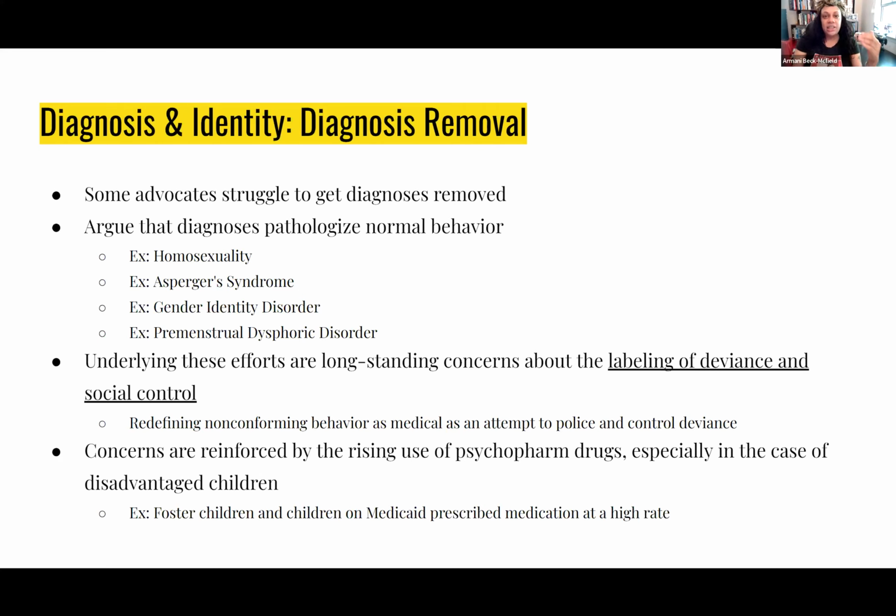And so the idea is that the only reason that they're in the DSM is to police and control deviance. Support for this idea is that there's an increase in medication, especially in disadvantaged children. We see that children on Medicaid, Medicare, and foster children are prescribed medication at some of the highest rates. Two children can have the exact same behavior, one white and rich, one black and poor, and the black and poor kid's going to get 30 milligrams of Adderall, and the white rich kid's going to get, he's just creative. We can see why there's a concern about these diagnoses. But again, it's tricky because if we remove these diagnoses, we're also going to threaten removing treatment for people who rely on them. So it's not an easy solution.